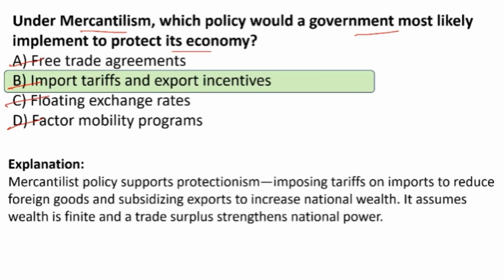See, mercantilist policy supports protectionism. Protection against what? Their strength, their wealth, right? Imposing tariffs on imports to reduce foreign goods and subsidizing exports to increase national wealth. So the more the export will be, the more your wealth will be increasing. Clear? It assumes wealth is finite and trade surplus strengthens national power.